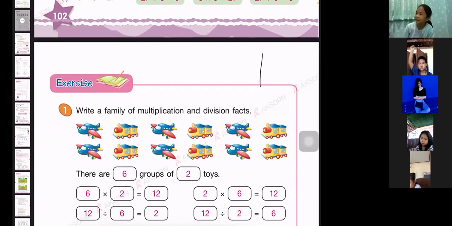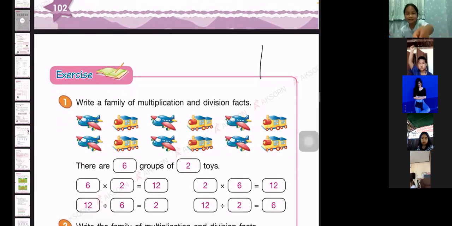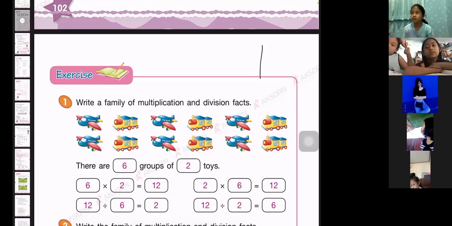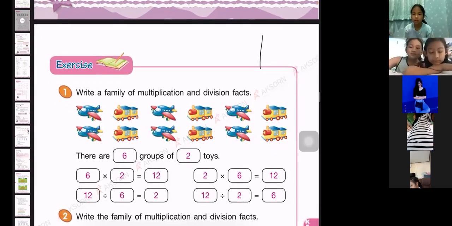Now we're going to do the division fact. So the total toys that we have is 12, right? So we have 12 divided by 6 groups is equal to how many? 2. And now we're going to do 12 toys divided by 2 toys is equal to how many? 6. 6 groups. Very good. Did you understand this one? Yes. Okay. So now number 2.